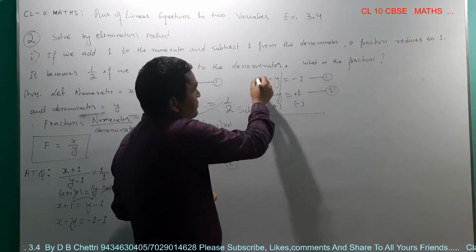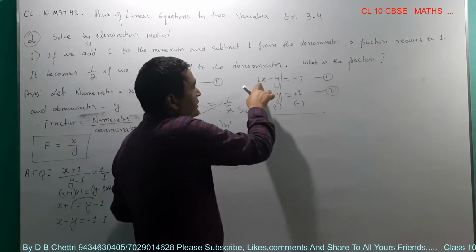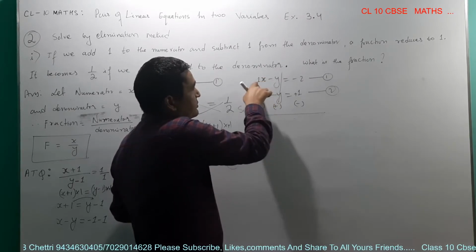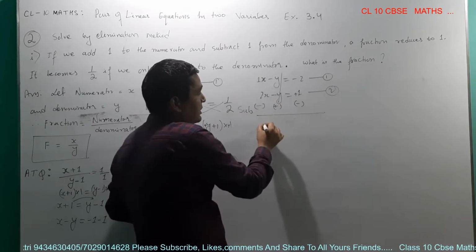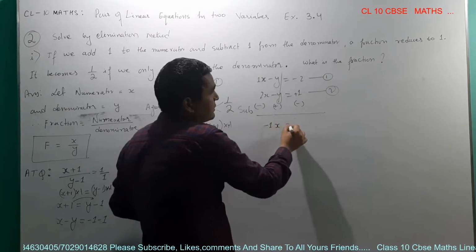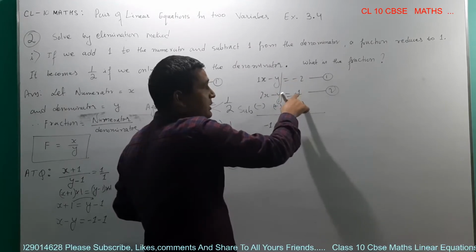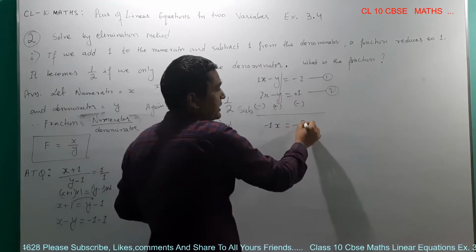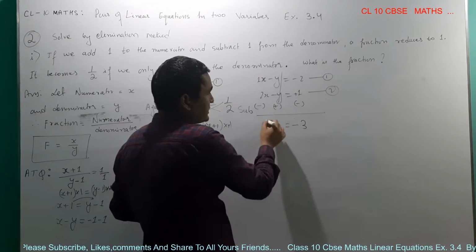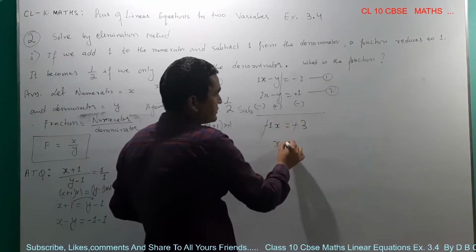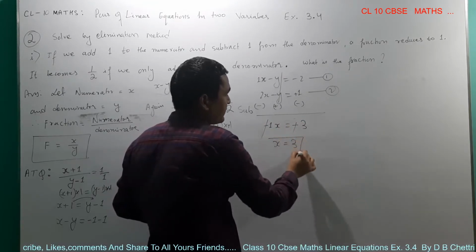Now look at it. Minus 2 and 1x is there. Minus 2, minus 2x plus 1x, how much? Minus 1x. And equals minus 2 minus 1. Minus 2 minus 1, their sum is how much? Minus 3. Now cancel this minus minus, x equals 3. Now we got the value of x.